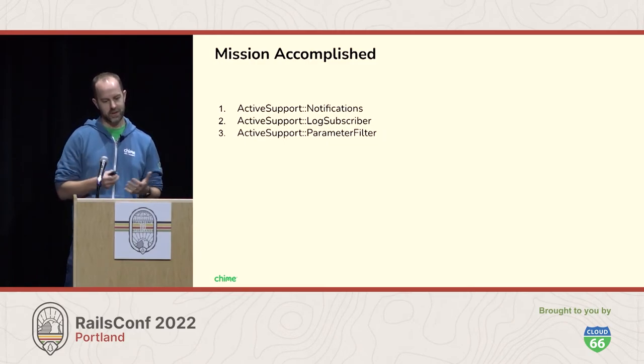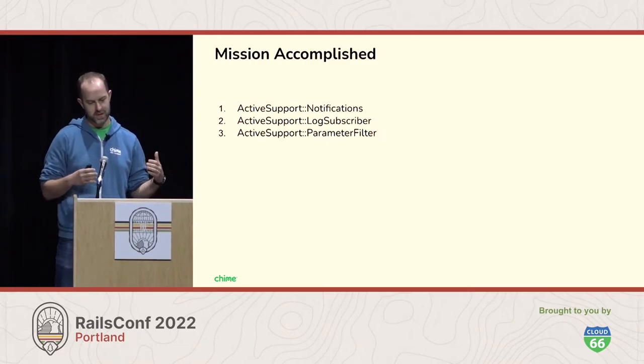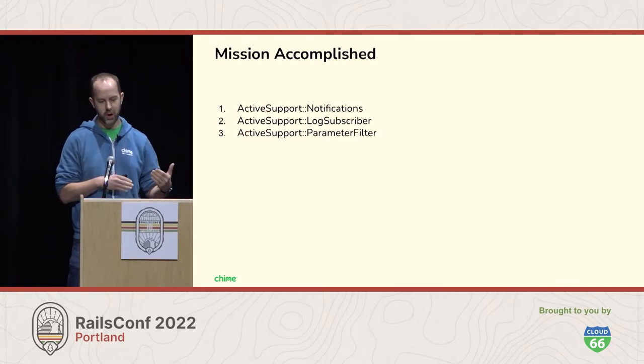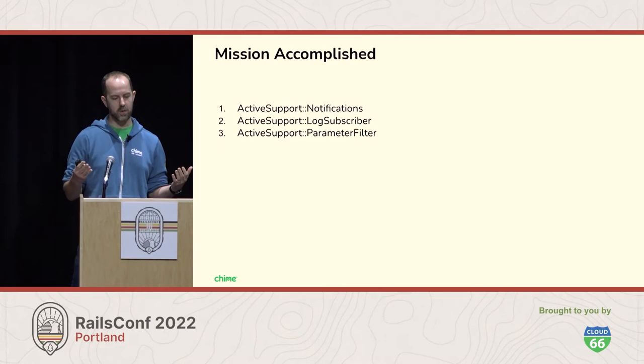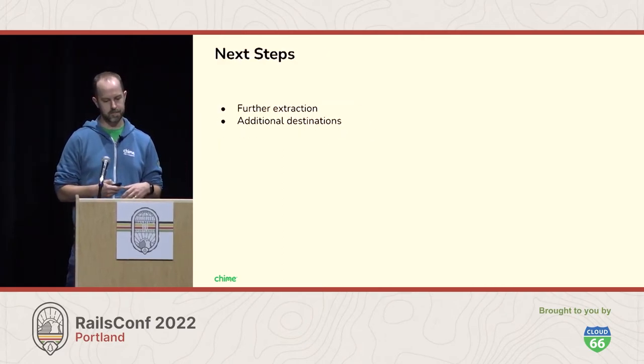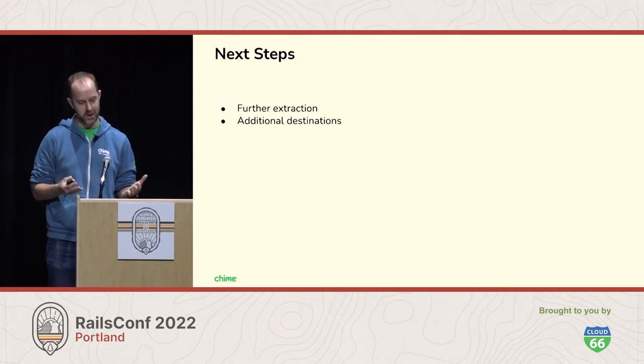I'd say that's mission accomplished. To sort of reiterate what we've gone through today, Active Support Notification is what's measuring our code, Log Subscriber consumes that data, and Parameter Filter is what's sanitizing it before we log it. We don't have to stop here.